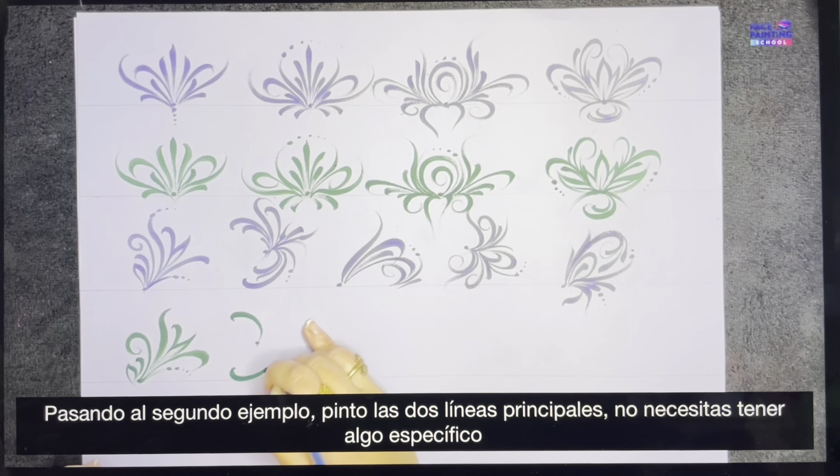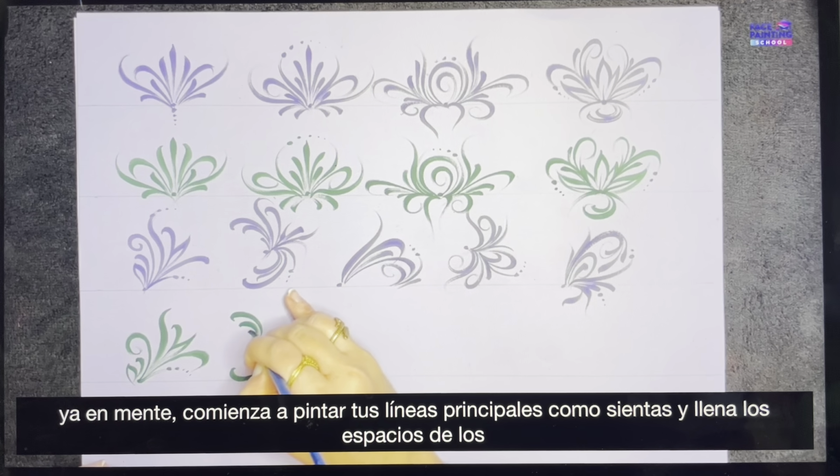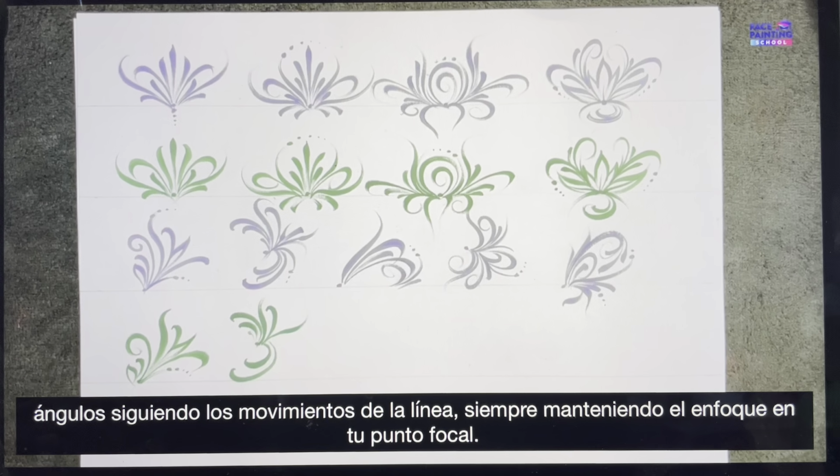Moving on to the second example, I paint the two main leading lines. You don't need to have something specific already in mind. Start painting your leading lines how you feel and fill the angle spaces following the line movements, always keeping the focus on your focal point.